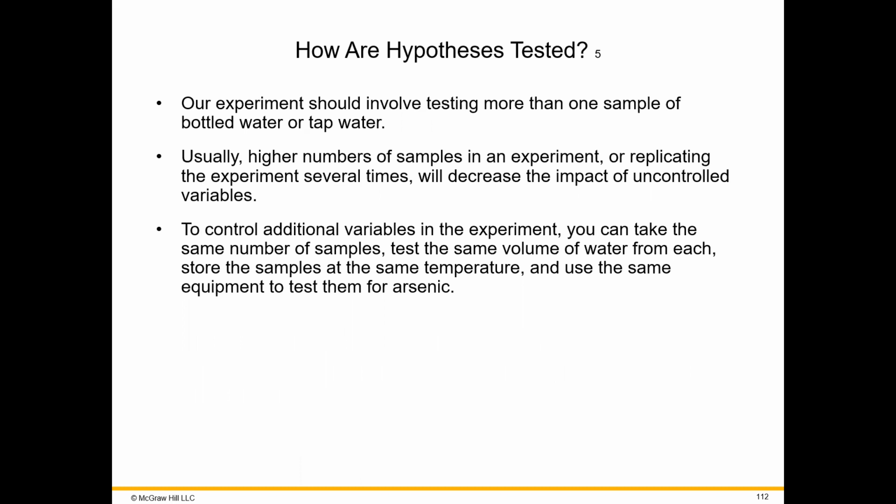Now, this is very, very important. When you actually test things, you want to have more than one sample of each one. Higher numbers of samples in an experiment will decrease the impact of uncontrolled variables. And to control additional variables in the experiment, you can take the same number of samples, test the same volume of water from each, store the samples at the same temperature, and use the same equipment to test them for arsenic so that there is nothing that is changed, right?